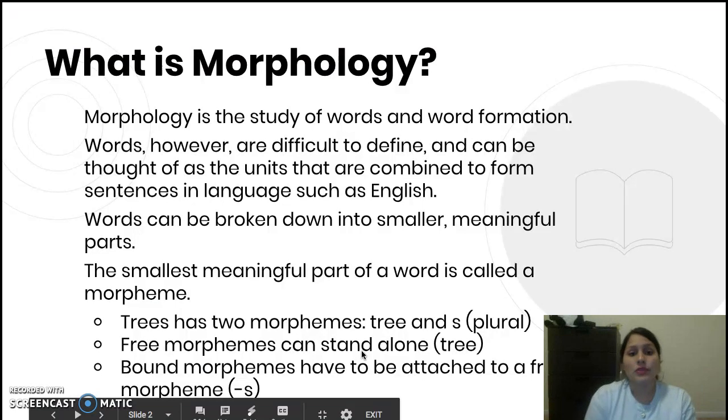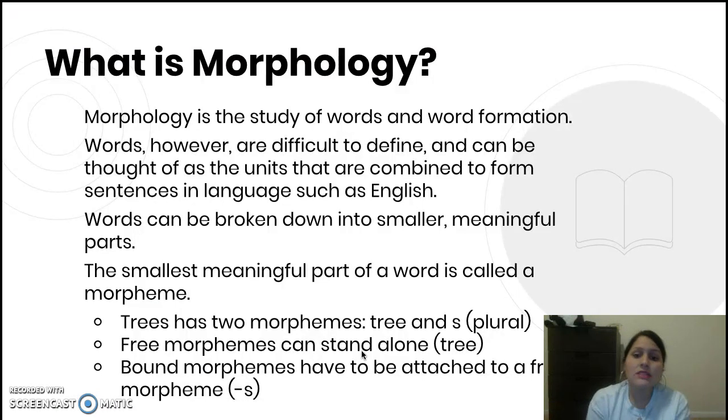So, what is morphology? Morphology is the study of words and word formation. Words, however, are difficult to define and can be thought of as the units that are combined to form sentences in language, such as English. And researchers are still trying to really define what a word is. But words can be broken down into smaller, meaningful parts. And when we break them down, the smallest meaningful part of the word is called a morpheme.